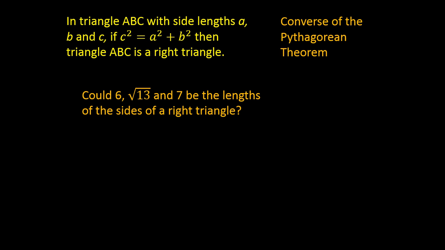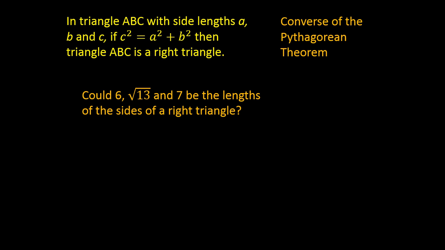So let's say we have three lengths of sides of a triangle. We don't know if it's a right triangle. The three lengths are 6, the square root of 13, and 7. And we want to know if they are lengths of the sides of a right triangle. So what we need to figure out is which of these numbers is the largest, because if this is a right triangle, the largest number would be our hypotenuse.